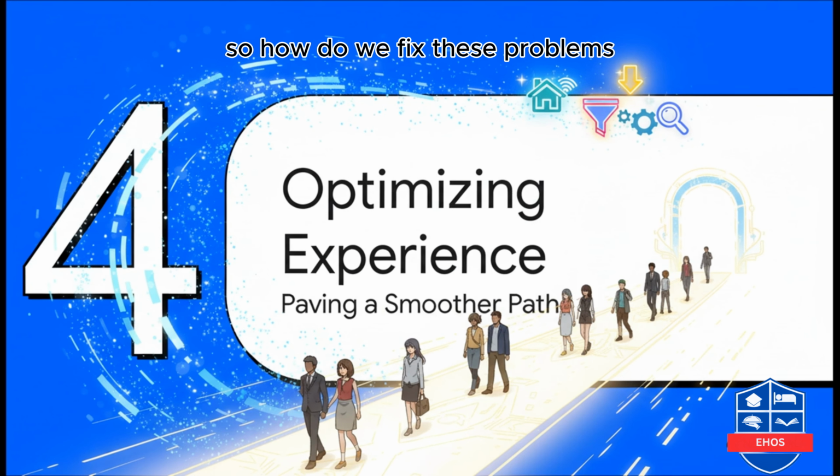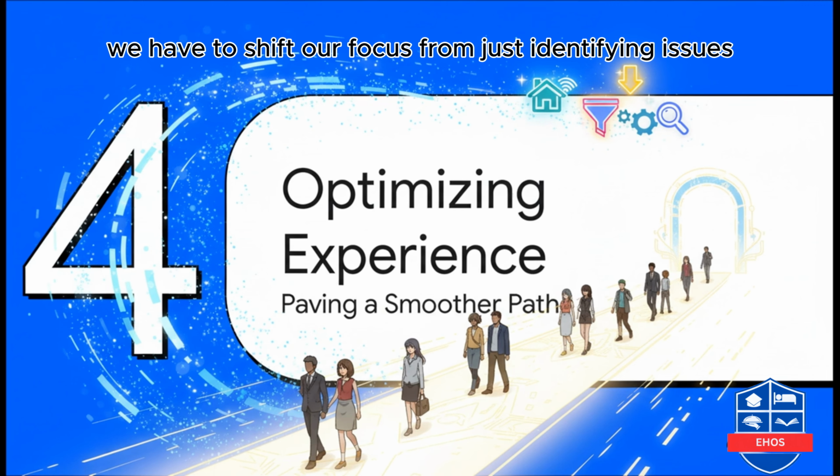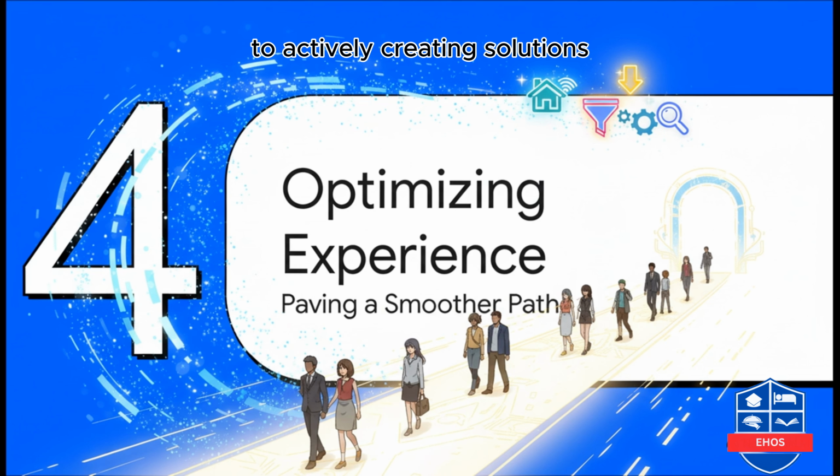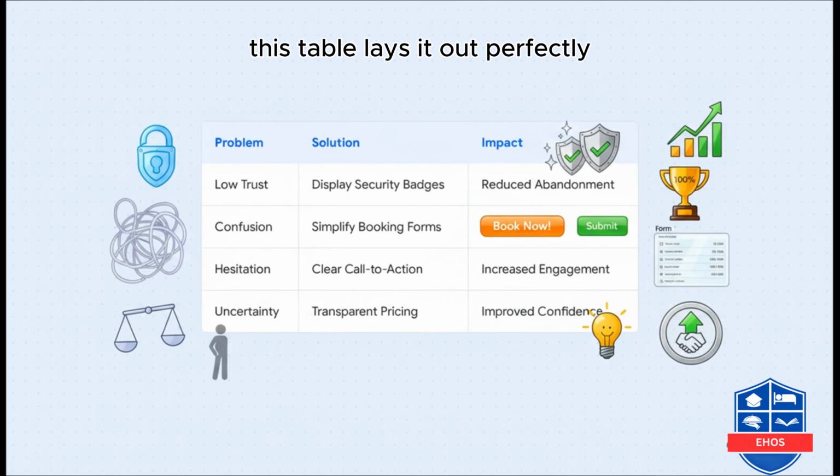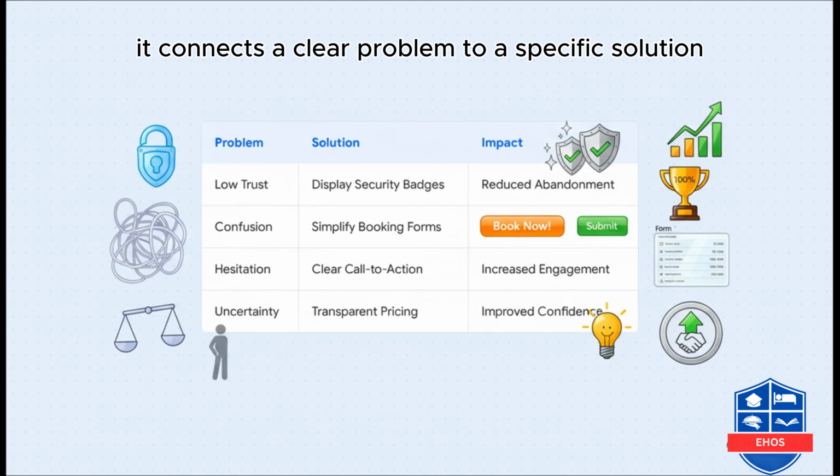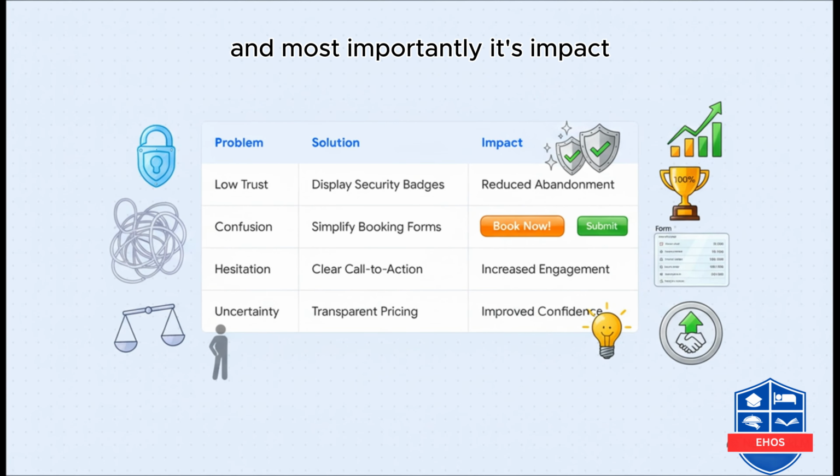So how do we fix these problems? We have to shift our focus from just identifying issues to actively creating solutions. This practice is known as conversion funnel optimization, and it's all about paving a smoother, easier path for our guests to follow. This table lays it out perfectly. It connects a clear problem to a specific solution, and most importantly, its impact.